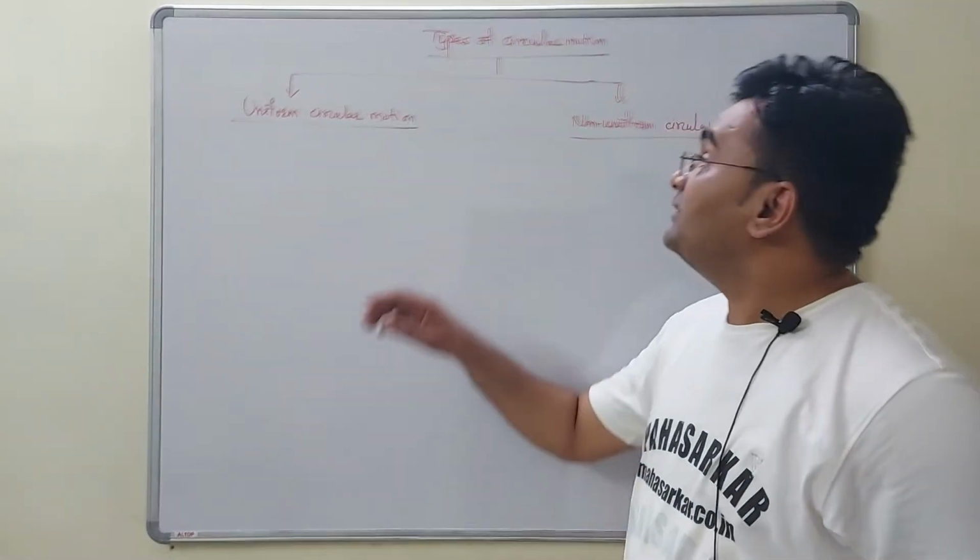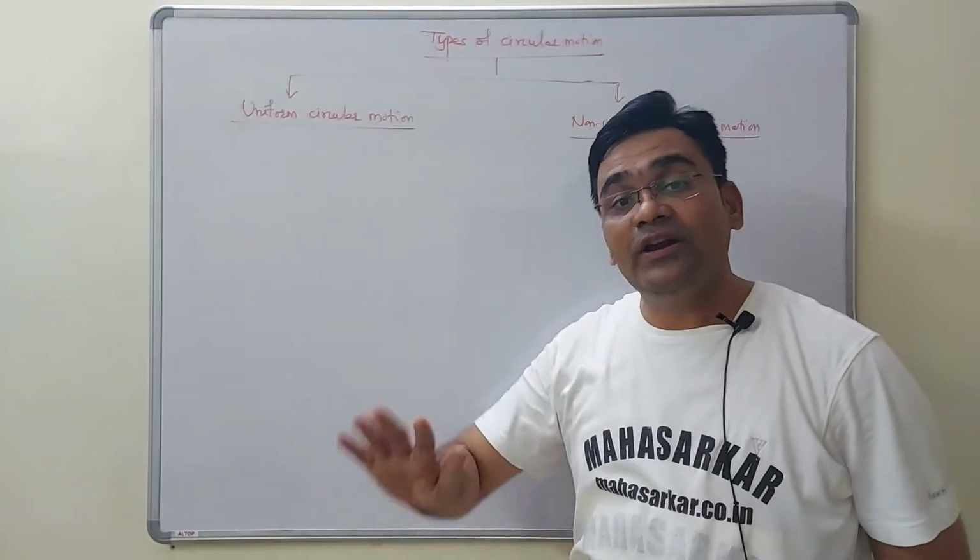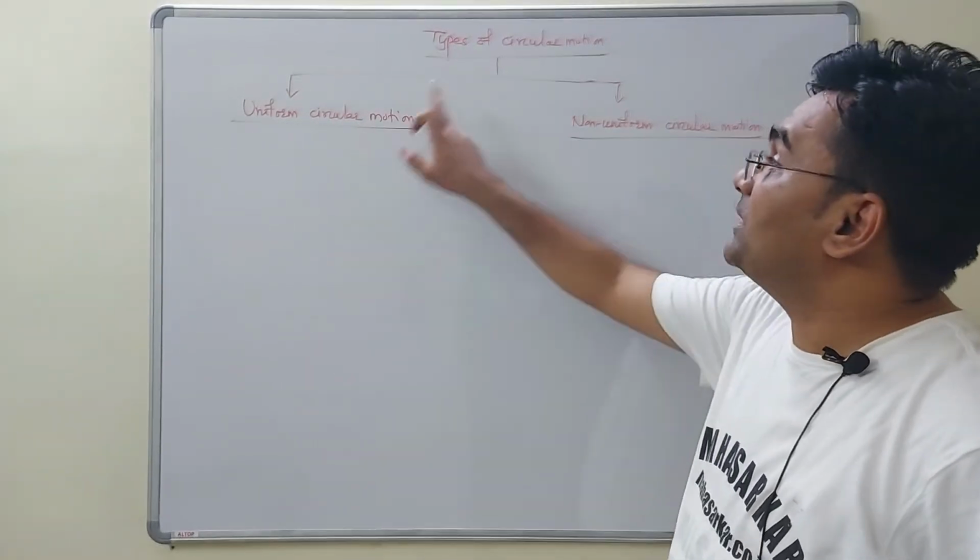So let's learn the next part, that is types of circular motion. We have already learned in the 11th standard that there are two types of circular motion.